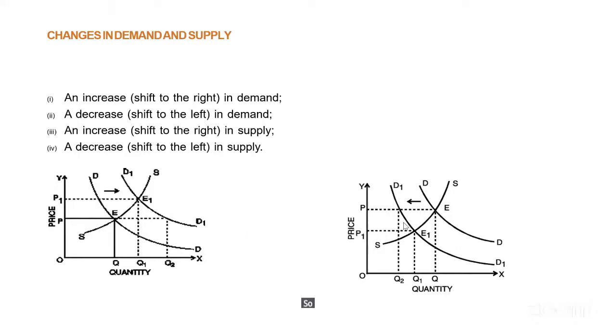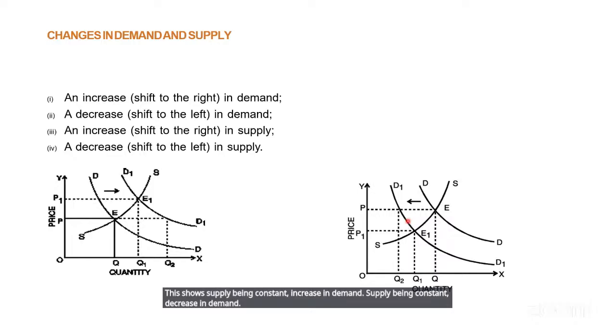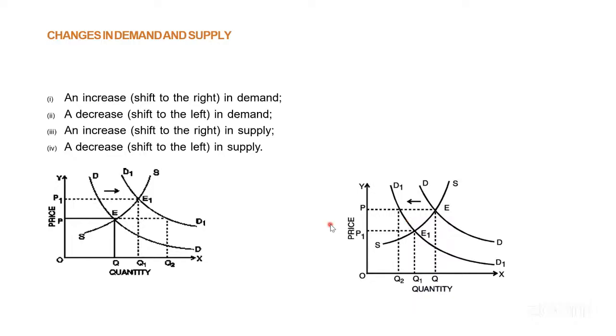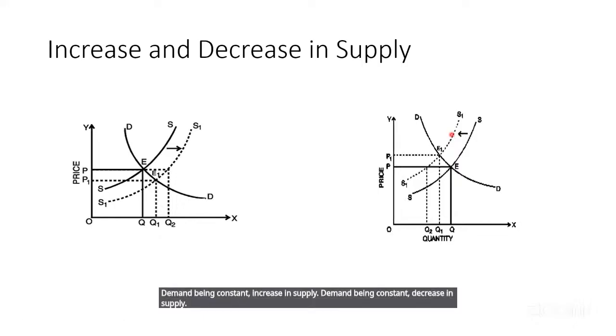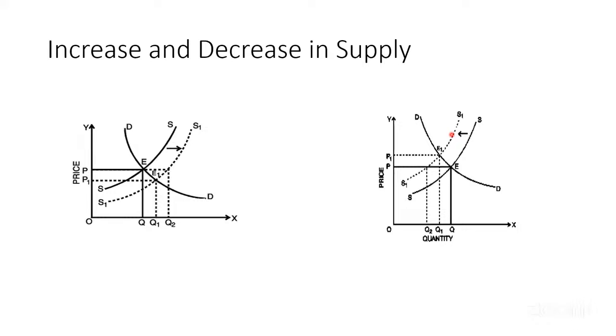So basically, these two diagrams talk about supply being constant: increase in demand, and decrease in demand. Demand being constant: increase in supply, and decrease in supply. Correct?